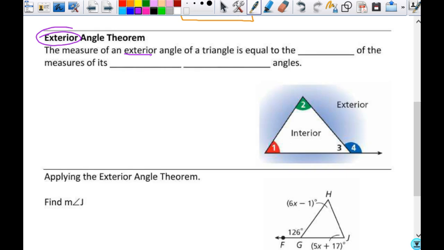Now look at the 1, 2, and 3. Those are your interior angles. 4 is on the outside. You have more than just one exterior angle, but that's just the only one we're looking at right now. So the measure of an exterior angle, so angle 4 here, is equal to the sum of the measures of its remote interior angles. Remote interior angles.